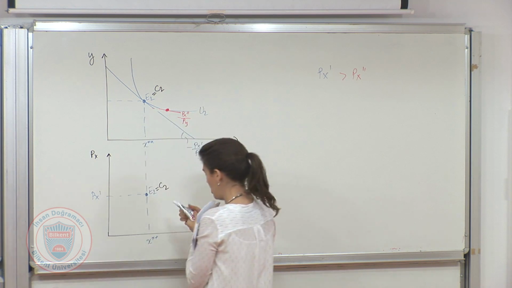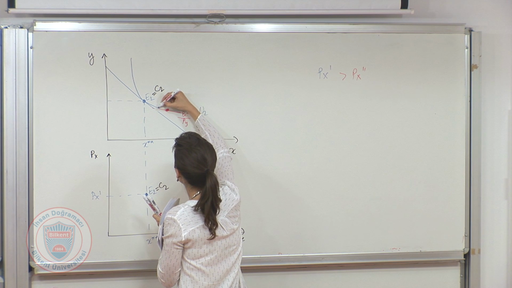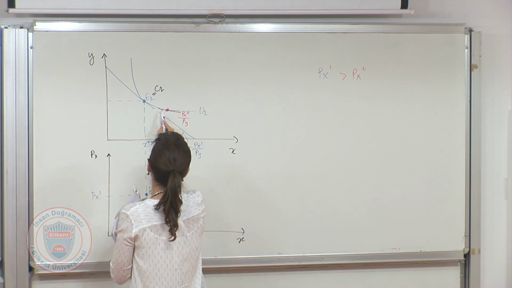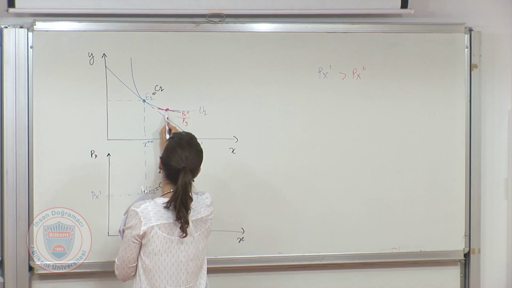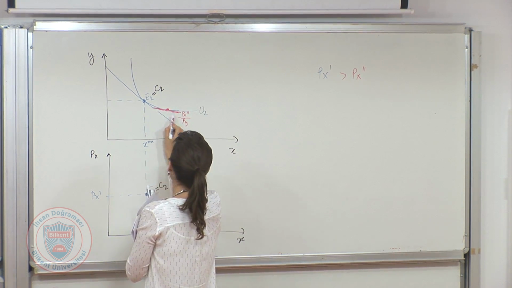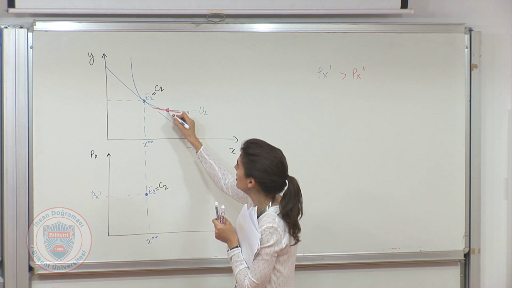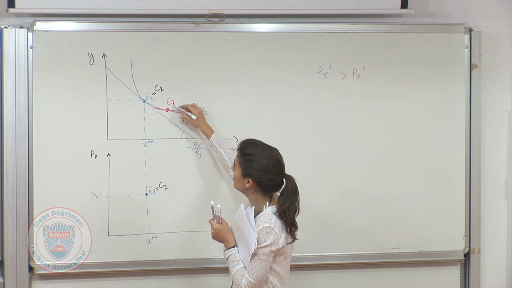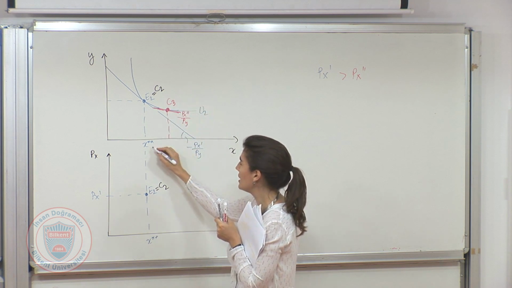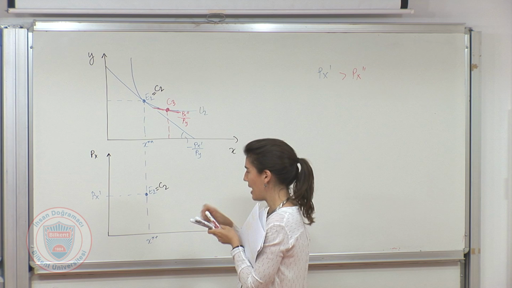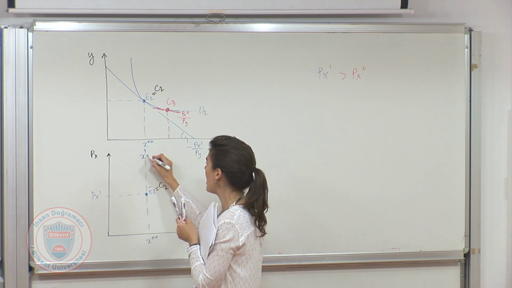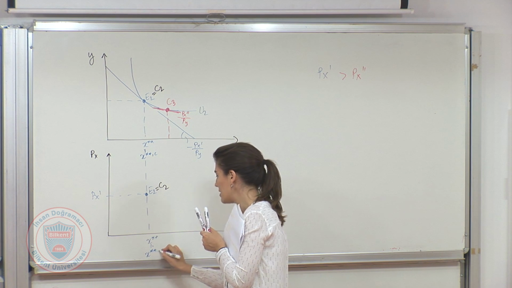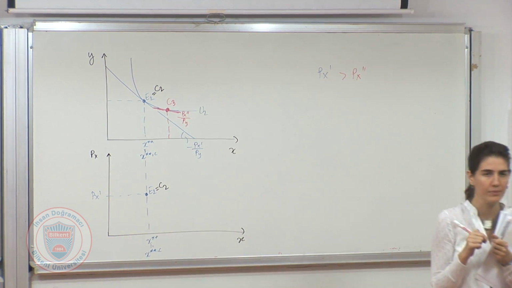Okay, as I told you, I cheat. So like this, suppose it's here. I'm going to call this C3, not E3, C3. And let me call this guy x double star C, and I call this x double star C. This is also the compensated one.